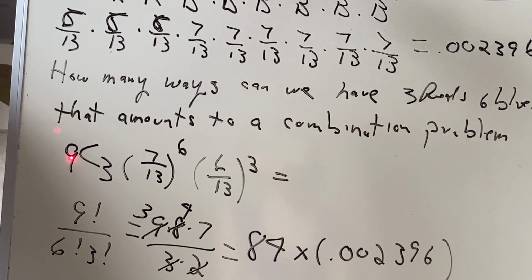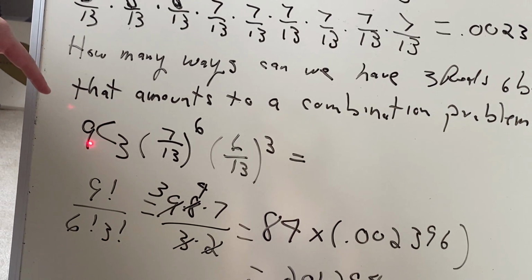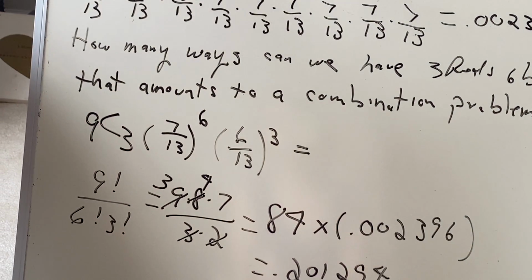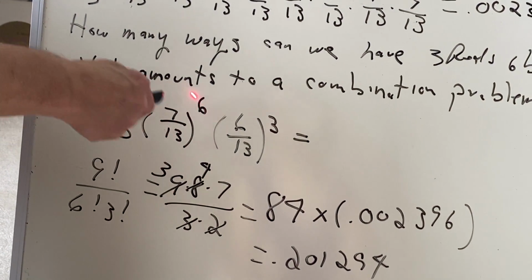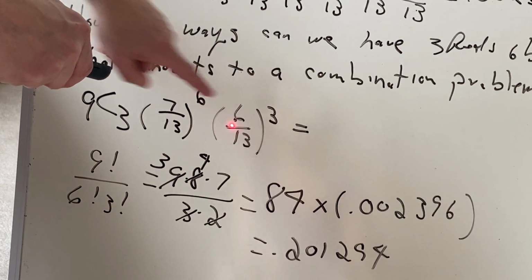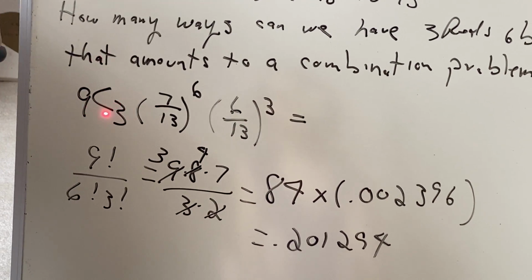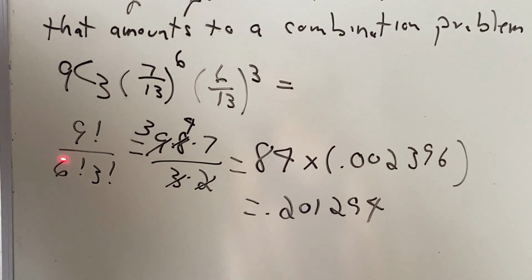I'm not going to write them all out, right? Here's 2 of them. We have 9C3, and each time, what do we get? We get 7/13. We have 6 of them. That's right here. And we have 3 of the 6/13. That's right here. So it's a combination problem where we take this times this times this. All right, so I multiply this out.